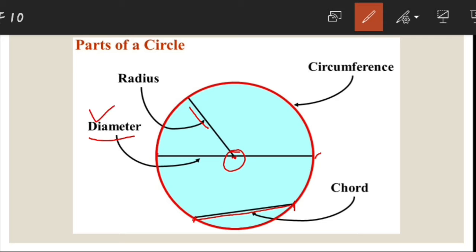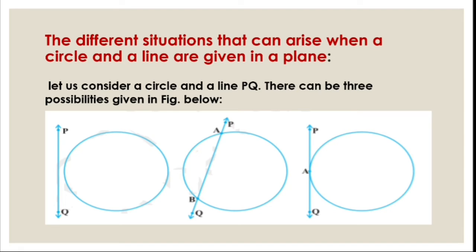That means diameter is one kind of chord which passes through the center. So diameter is a type of chord which passes through the center and it will be the largest chord in the circle. And as you can see, this red one is the circumference of the circle. That means all the collection of the points of the circle lie on this red line, red boundary. This is called circumference.